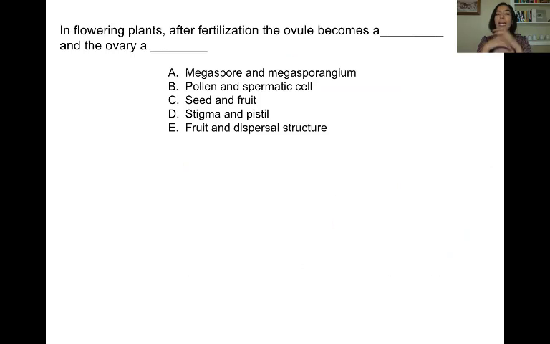In flowering plants, after fertilization, the ovule becomes a blank, and the ovary a blank. A, megaspore and megasporangium. B, pollen and spermatic cell. C, seed and fruit. D, stigma and pistil. E, fruit and dispersal structure. The right answer is C. In flowering plants, after fertilization, the ovule becomes a seed and the ovary a fruit.